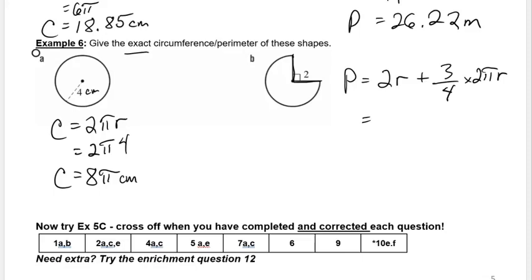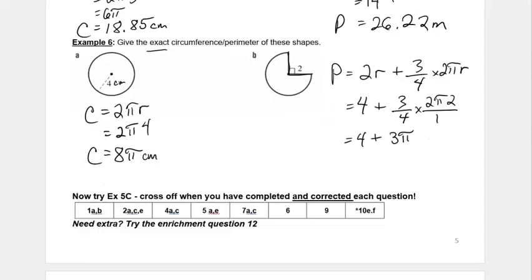So that's, I'm going to jump ahead and do 2 times 2 is 4, plus 3/4 of 2 times pi times the radius of 2. And I'm going to put that over 1. Why am I doing that? Because I can multiply everything across the top and everything across the bottom. So then that leaves me, when I finish doing that, 4 plus, because I can cancel out those 4s, 3 pi. Because I made it into a fraction.